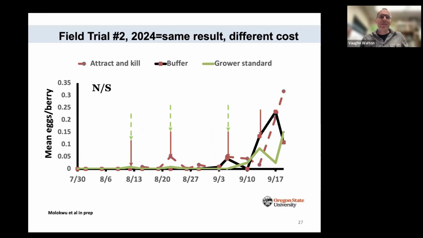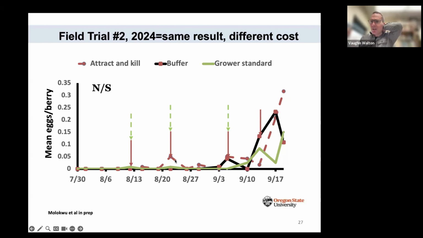Here we have another example, another plot. This was also late season, and typically this was not a very high pressure season. Again, open field, no significant differences. In this case, the grower applied Entrust 3 times. And if you look at the peaks here, the red line is attract and kill. Every time we would find something like 1 or 2 eggs, we would tell our growers to do an application. You can see how the numbers go down.